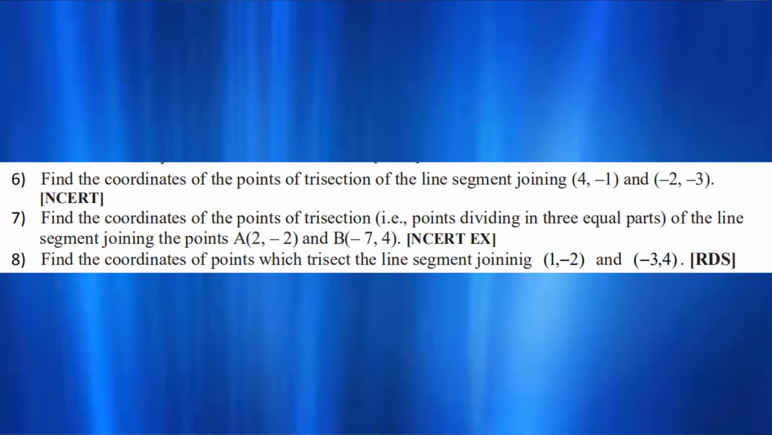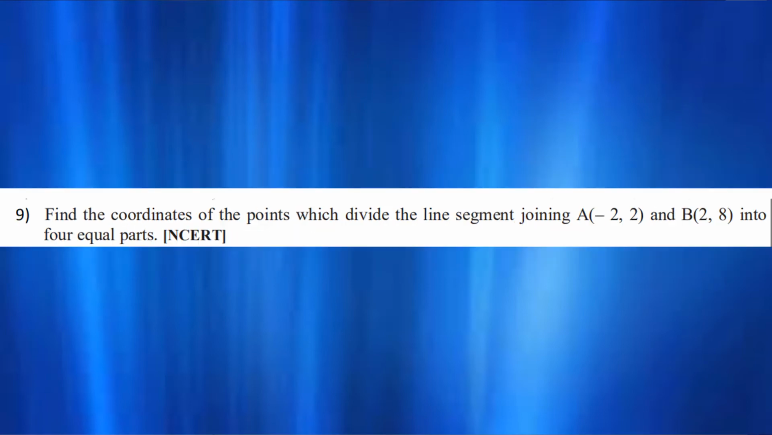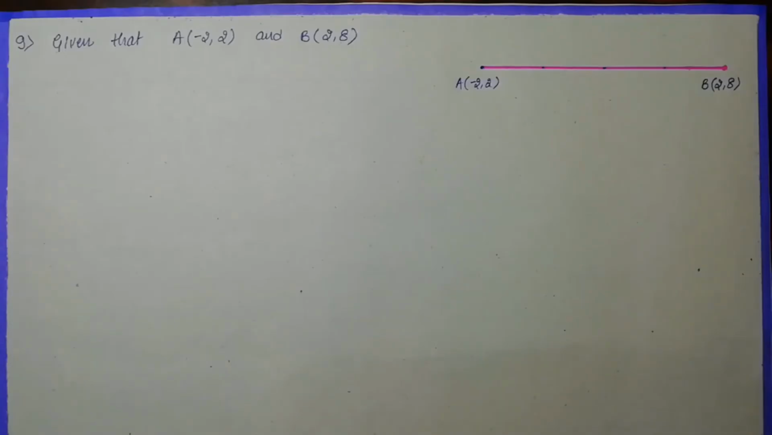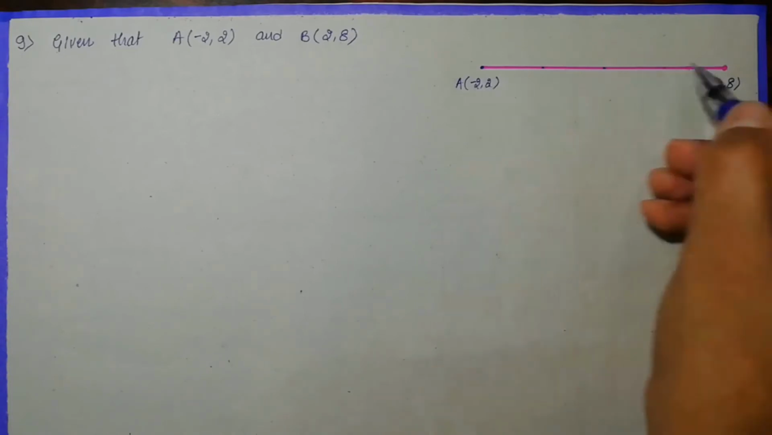Now I will move to question number 9. Look at question number 9. Find the coordinates of the points which divide the line segment joining A of minus 2 comma 2 and B of 2 comma 8 into 4 equal parts. Now look at the solution. In the previous question we divided a line segment into 3 equal parts, but here we have to divide the given line segment into 4 equal parts. I have drawn the line segment.